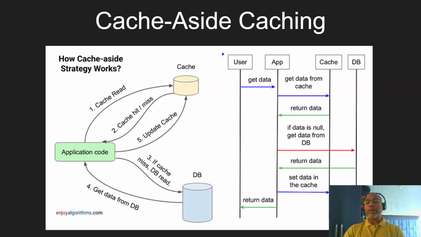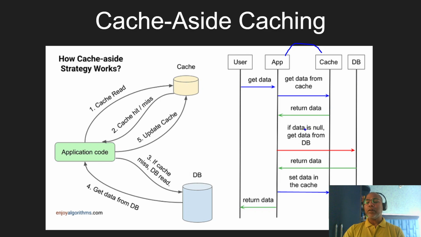So this is our application's user. Hey, I need one piece of data, request the data. Good. Our application server talks to the cache. If the data is available in my cache, the data response is done. There is no call to the database.